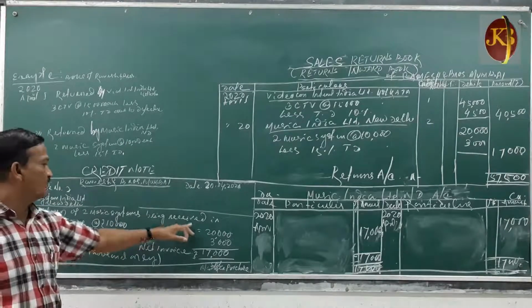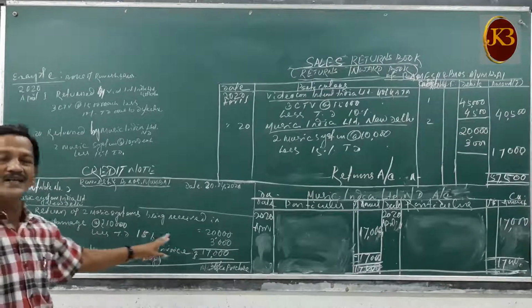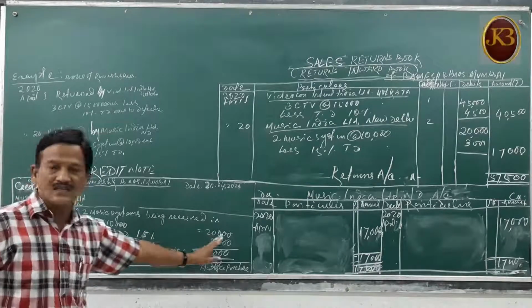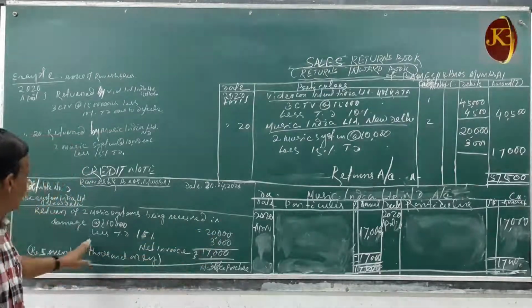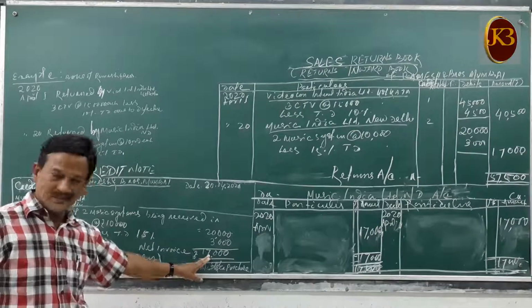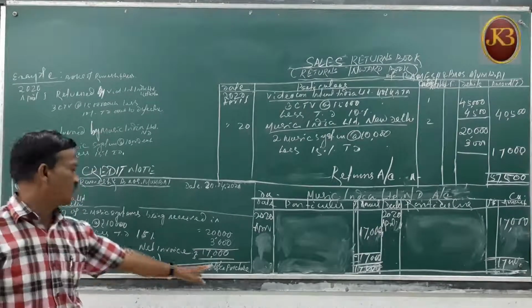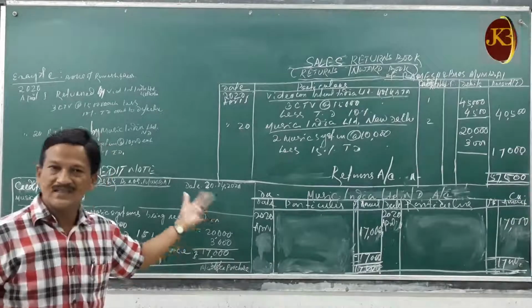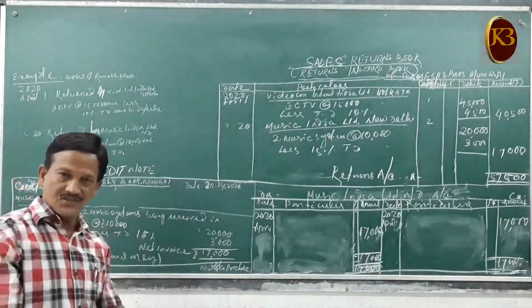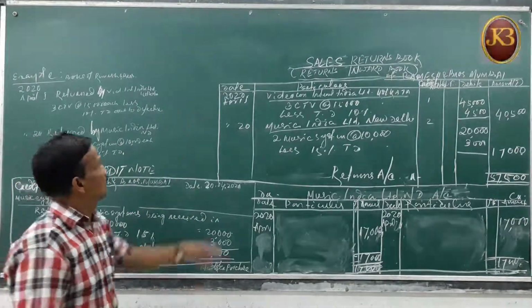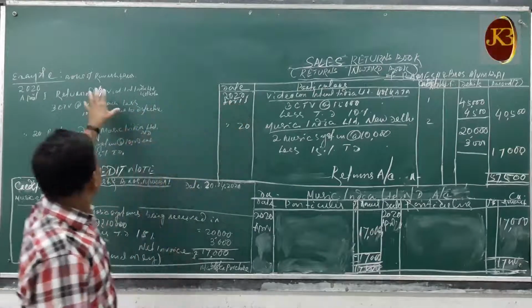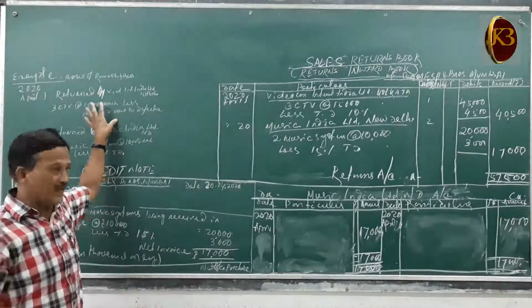The music systems were received damaged, at the rate of 10,000 each, less 15% discount of 3,000, so the net invoice is 17,000. The manager, purchase, puts the signature and sends it to the debtors, the customers. So this is the transaction. Let's see how the transaction is to be recorded.